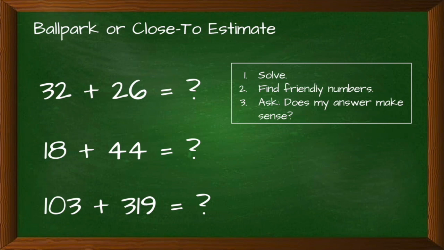Here are a couple problems that you can try on your own. Be sure to solve first, and then find friendly numbers for each of these. After you've done your ballpark estimate, or your close-to estimate, ask yourself, does my answer make sense? If the numbers are close, then your answer probably makes sense. If your answers are far apart from each other, go back and check to see, was your original addition incorrect, or did you make a mistake when you were doing your estimate? And then try it again.